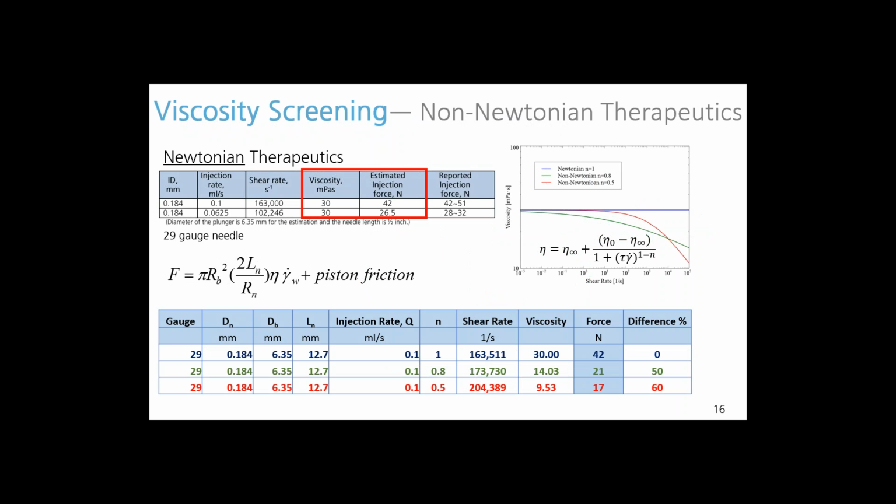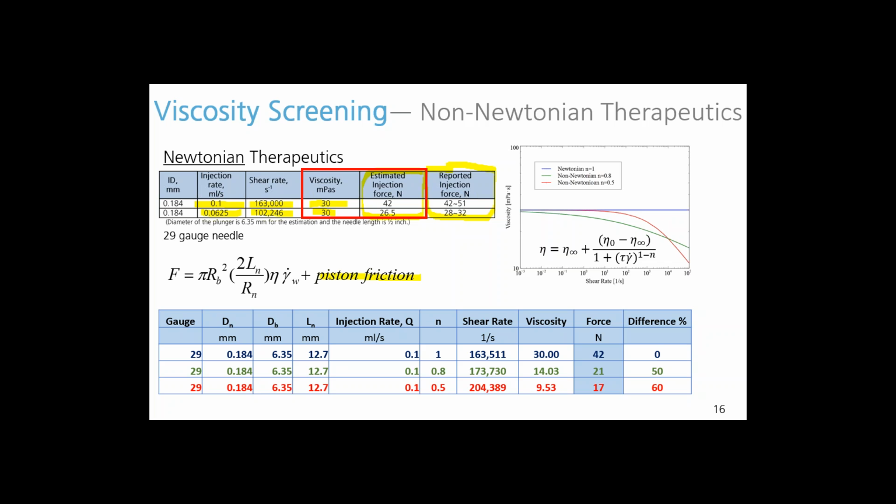Next, I would like to show some examples of how this actually works. The first one, in the first table in the slide, you can see an example for Newtonian therapeutics. We have used two different injection rates, which give us two different shear rates, and with the same viscosity, because this is a Newtonian therapeutic, we have estimated the injection force. When we compare those to the reported injection force that has been measured in an actual injection device, we can see that there is an exceptional agreement and that the contribution of piston friction is almost negligible.